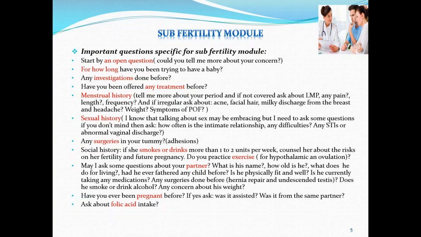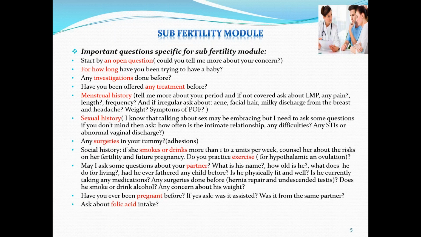You need to ask about sexual history, as I said, but before that, signpost: I know that talking about sex may be embarrassing, but I need to ask some questions if you don't mind. Then ask: How often is the intimate relationship? Any difficulties? Any history of sexually transmitted infection? Any abnormal vaginal discharge? Any bleeding after having sex? Then I need to rule out tubal factor for infertility. So any surgeries in your tummy or down below?